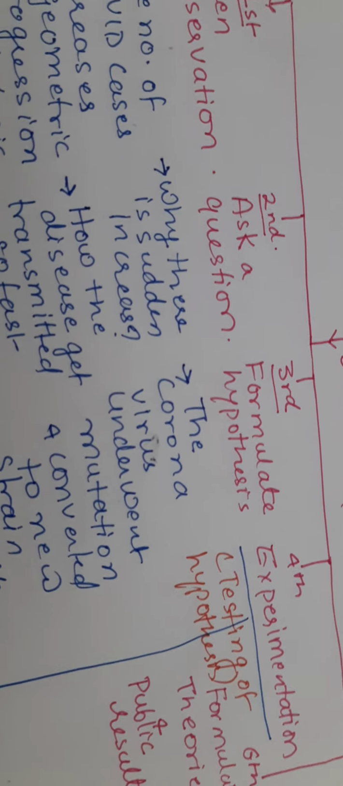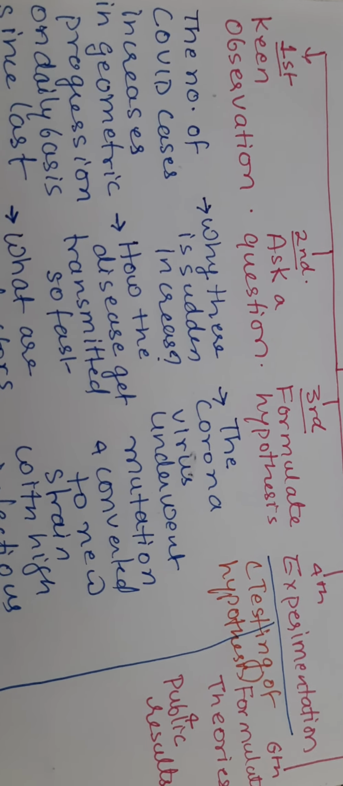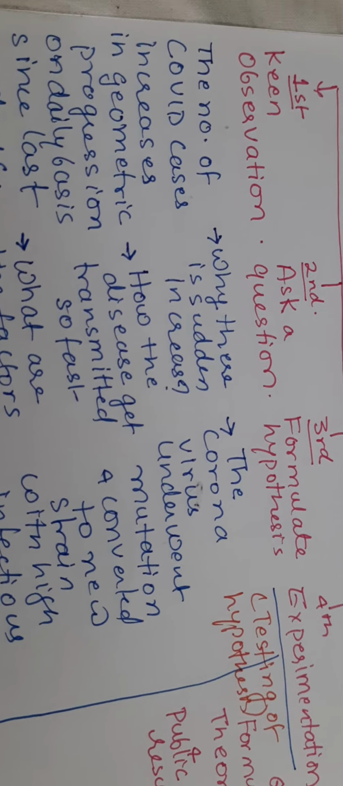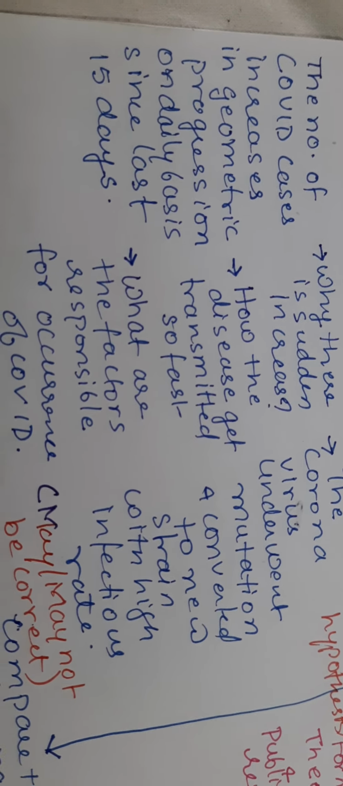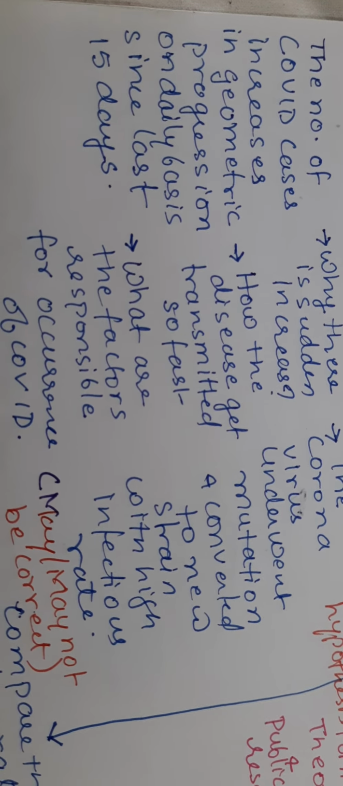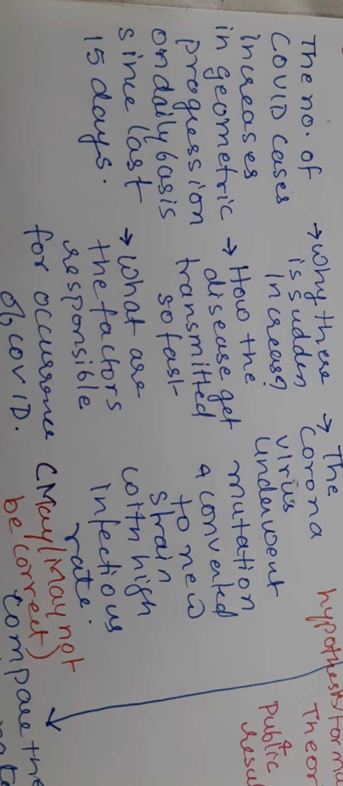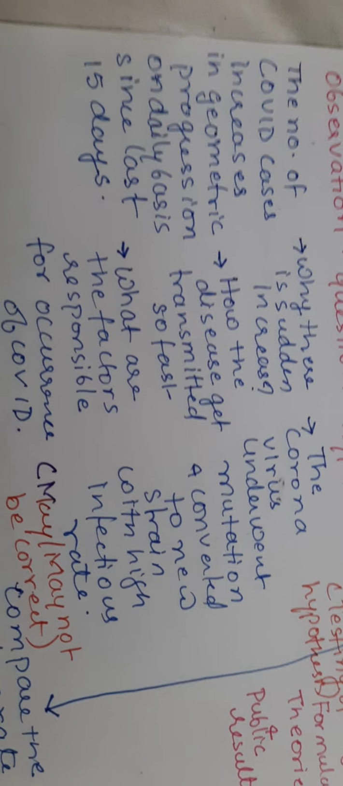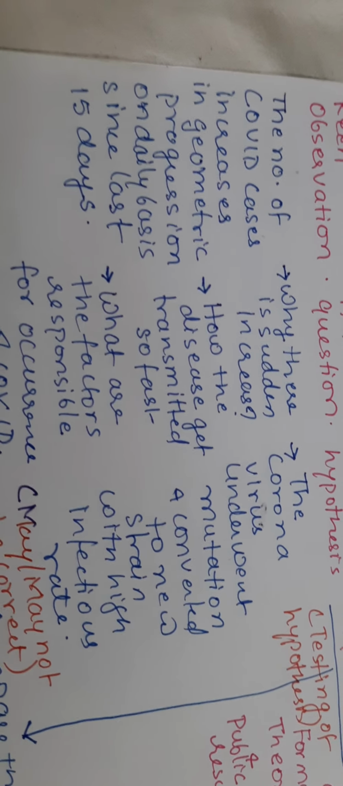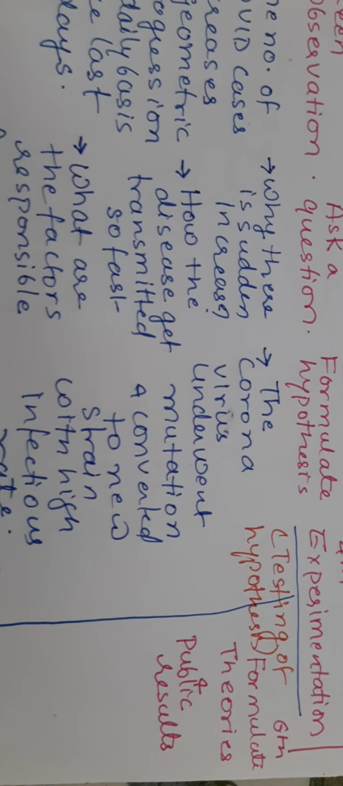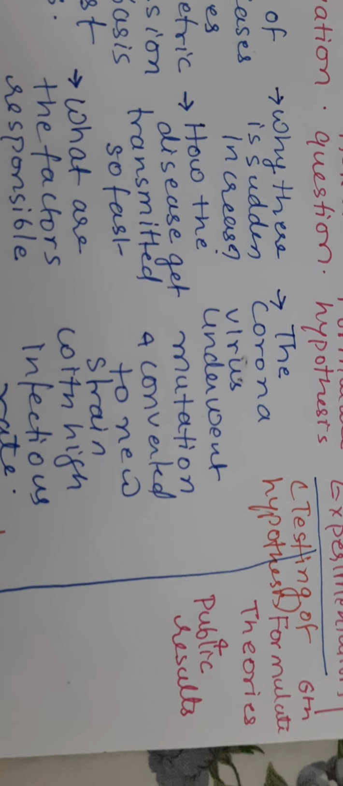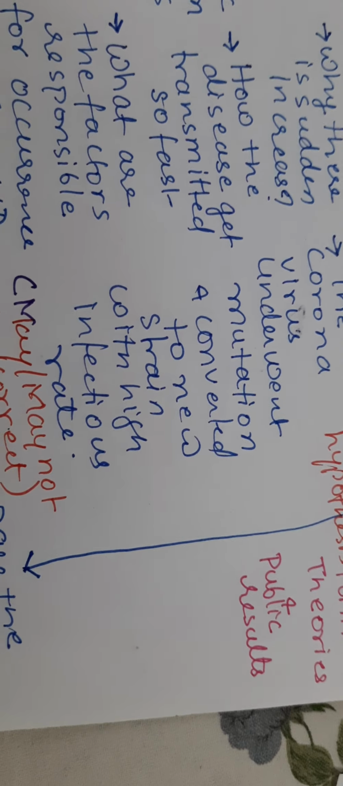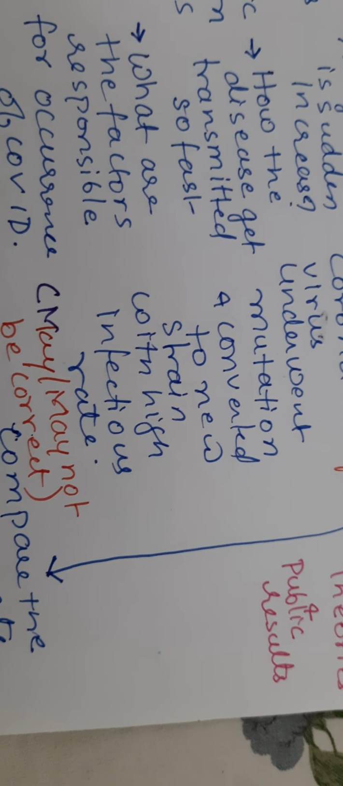Now you have to ask the question: why is there a sudden increase of COVID cases, how does the disease get transmitted so fast, what are the factors responsible for the occurrence of COVID. Now I'm looking for the answer based on my observation, and on the basis of that I have formulated a theory, and my theory is that the coronavirus underwent mutation and converted to a new strain with a high infectious rate.